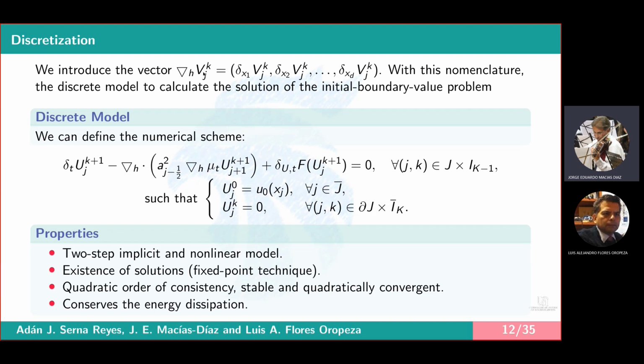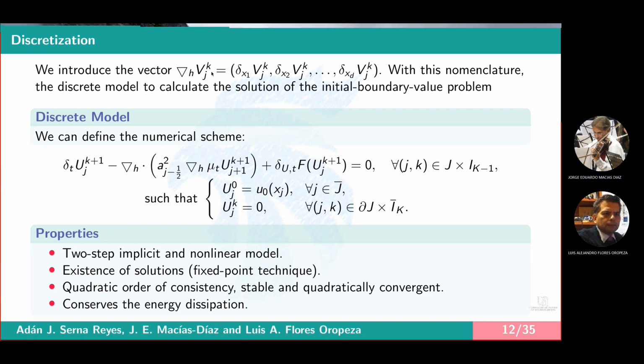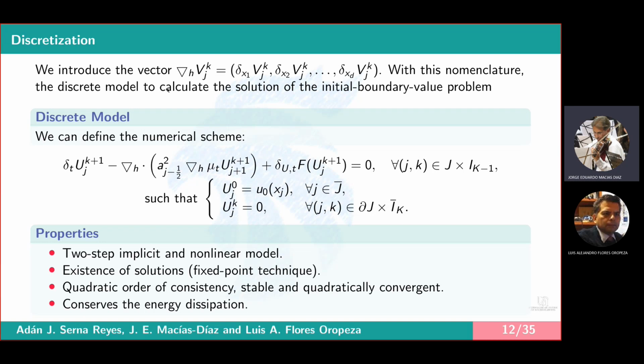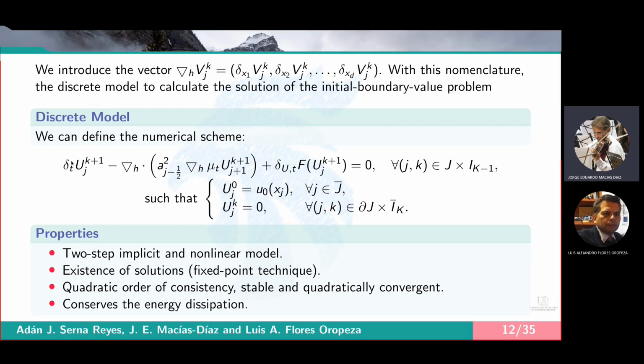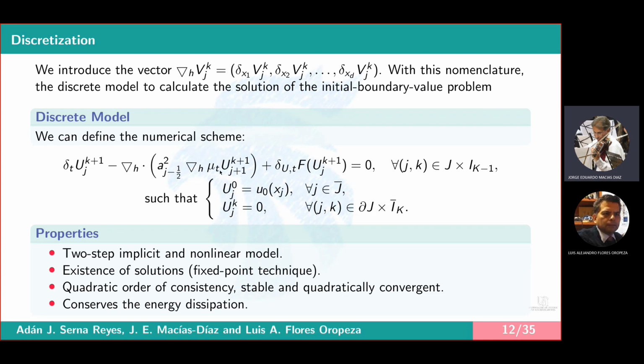So this is our approximation of the gradient vector. And the numerical model to approximate the continuous system is provided by this discrete model. Notice that this is the way we approximate the partial derivative of u with respect to t. The second term approximates the diffusion term. And finally, this is our approximation for the reaction term. Of course, we're imposing initial conditions and also homogeneous Dirichlet boundary conditions. It's important to mention that this system is a two-step implicit nonlinear model.